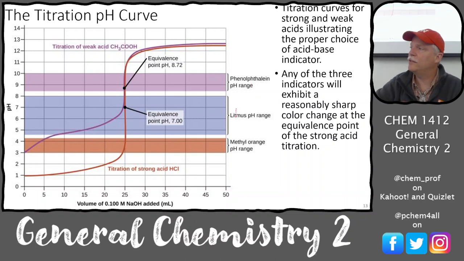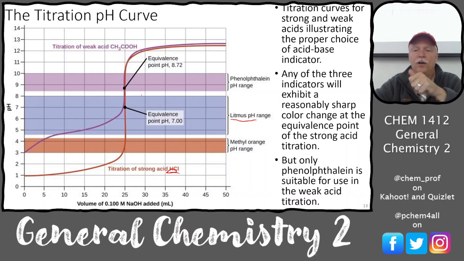Here's litmus. So you could find a litmus indicator and actually put it in the solution, or methyl orange. And so as long as you're titrating a strong acid like HCl with a strong base, you finally run out of the acid, it shoots up through all three of these indicators, and each one of these would be a color change that's close enough to the equivalence point that it would be a go. Okay. But only phenolphthalein is suitable for the weak acid titration.